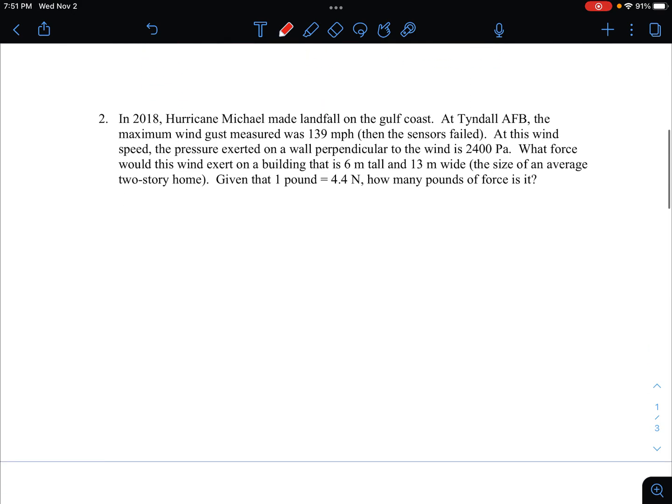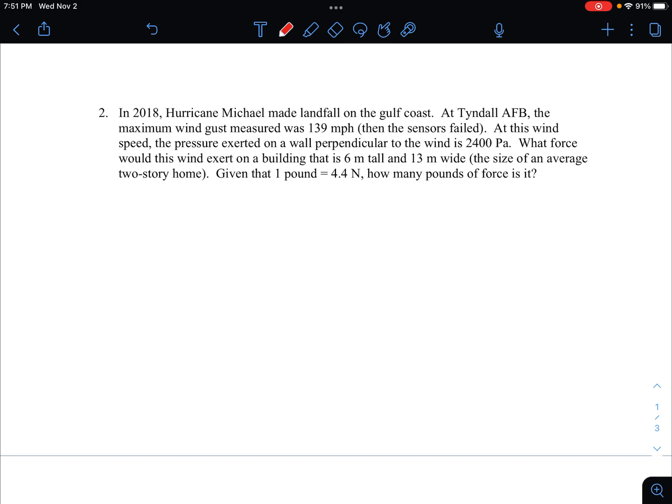All right, question 2. In 2018, Hurricane Michael made landfall on the Gulf Coast. At Tyndall Air Force Base, the maximum wind gust measured was 139 miles per hour. After that, the sensors failed. At this wind speed, the pressure exerted on a wall perpendicular to the wind is 2,400 pascals. What force would this wind exert on a building that is 6 meters tall and 13 meters wide, the size of an average 2-story home?